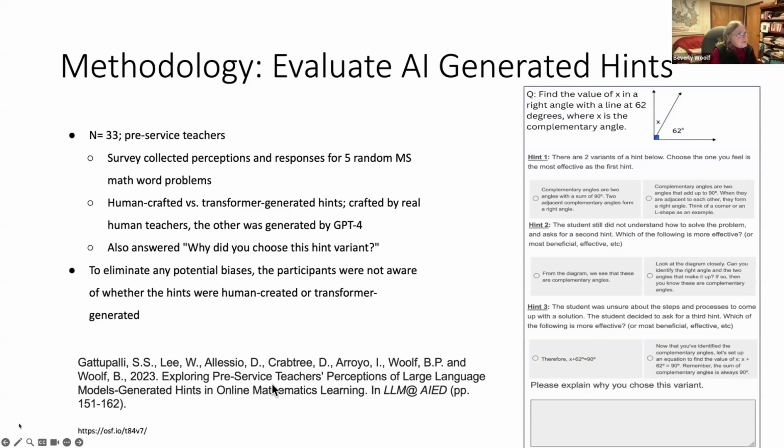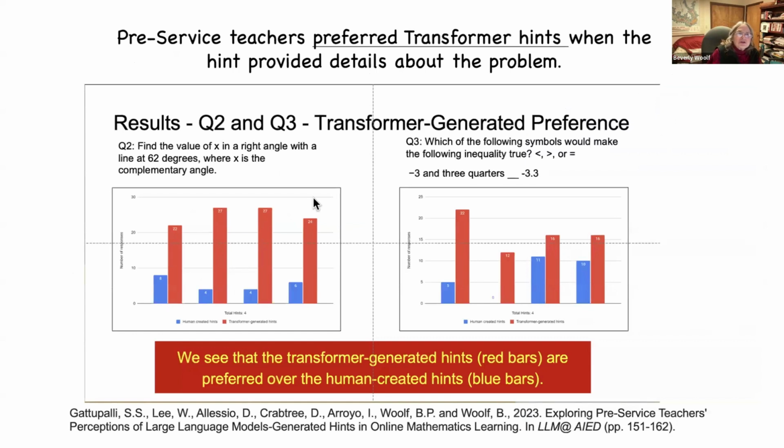These slides are all going to be put up by Robert Krovitz, and if you want to read any of these papers, they're available. The pre-service teachers preferred transformer hints when the hint provided details about the problem. In other words, when ChatGPT expanded and said more about how to achieve this, the teachers who looked at the results really liked it more.